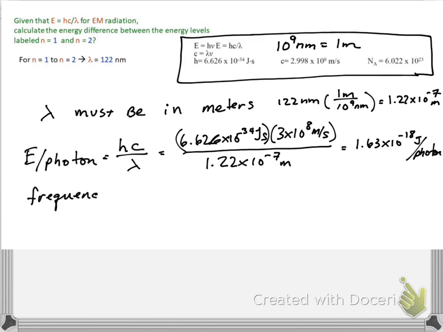Okay, so what if we wanted to calculate the frequency? What if we wanted to calculate energies per mole of photons? We're going to do this several times in the video, so we'll do it with the first one.